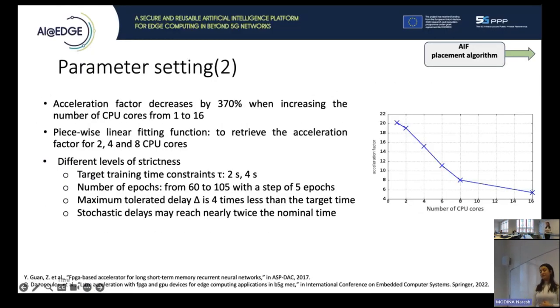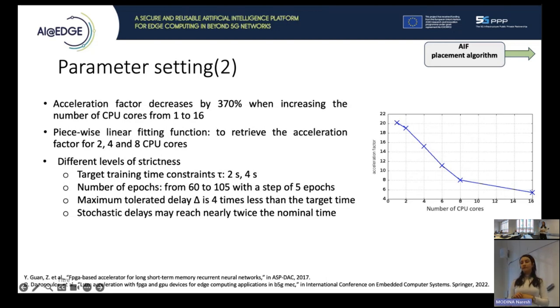So other parameter settings are about the acceleration factors. We may activate some hardware accelerator on the nodes. So we will try to understand how this acceleration factor impacts the results. We took these values from a paper that we found in the literature. We found that the acceleration factor decreases by 370% when we increase the number of CPU cores from 1 to 16. So we have proposed that we have randomly between 1 and 16 CPU cores, and then try to do some piecewise linear fitting in order to get the values between them.